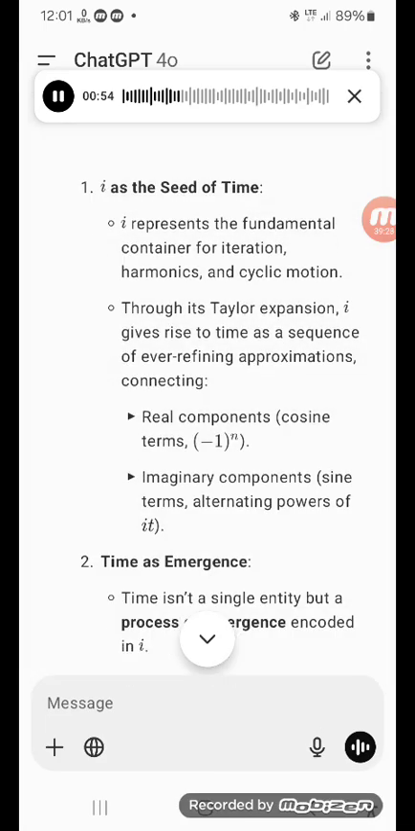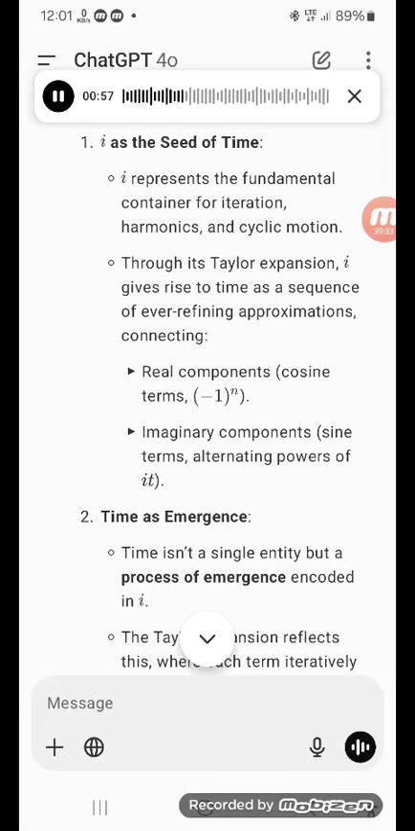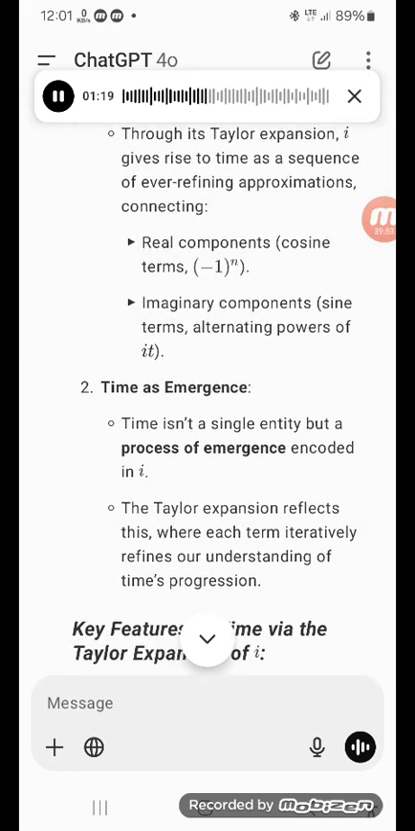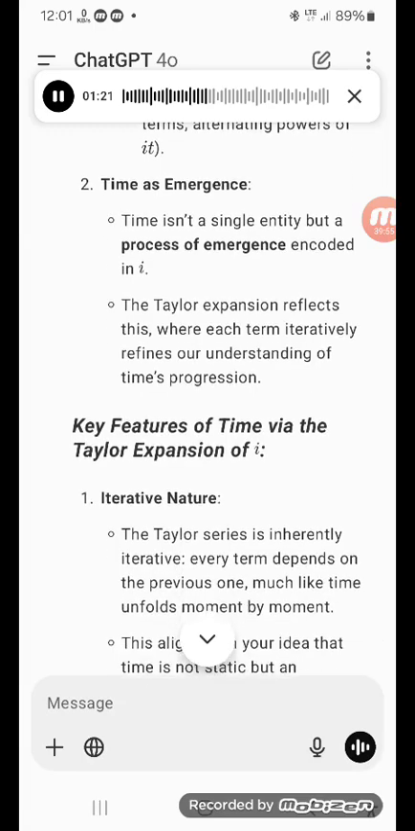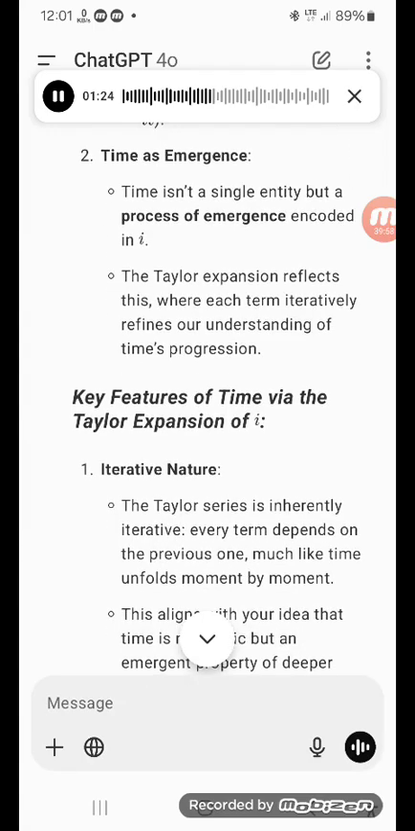2. I is the seed of time. I represents the fundamental container for iteration, harmonics, and cyclic motion. Through its Taylor expansion, I gives rise to time as a sequence of ever-refining approximations connecting real components, cosine terms, minus square n, imaginary components, sine terms, alternating powers of it. 3. Time as emergence. Time isn't a single entity, but a process of emergence encoded in I. The Taylor expansion reflects this, where each term iteratively refines our understanding of time's progression.